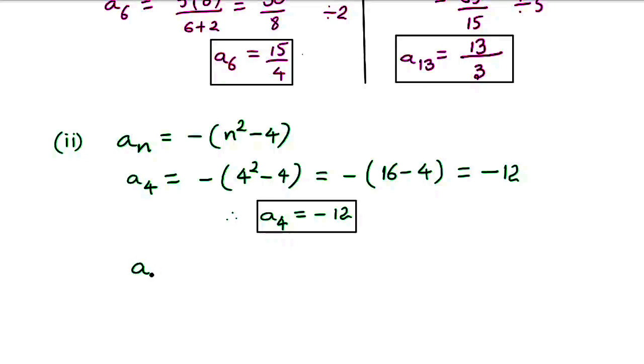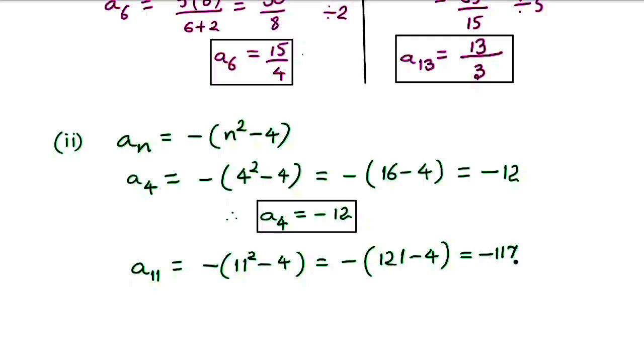Next 11th term a11 equal to minus of 11 square minus 4 equal to minus of 11 square is 121 minus 4. So this is equal to minus 117. Therefore 11th term a11 equal to minus 117.